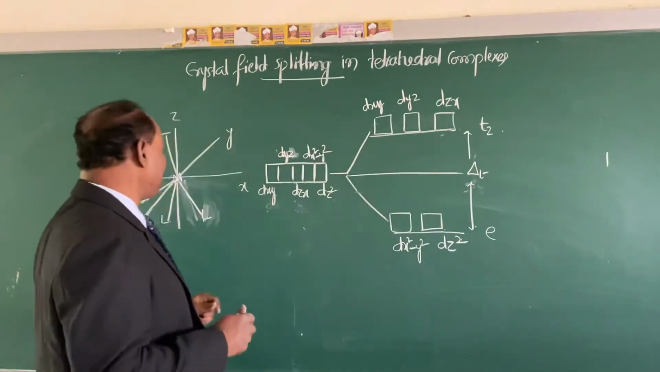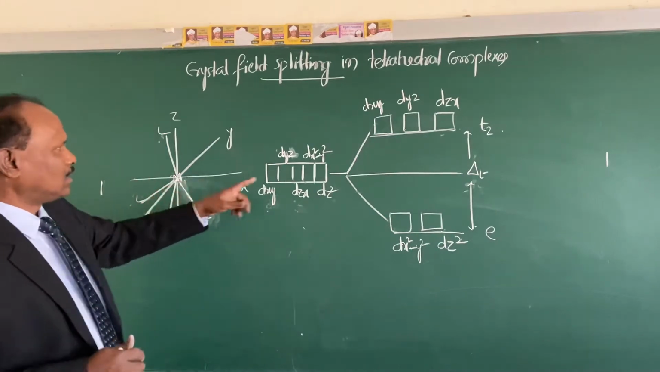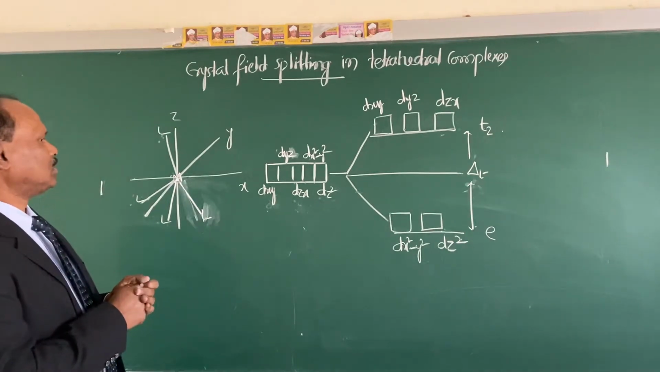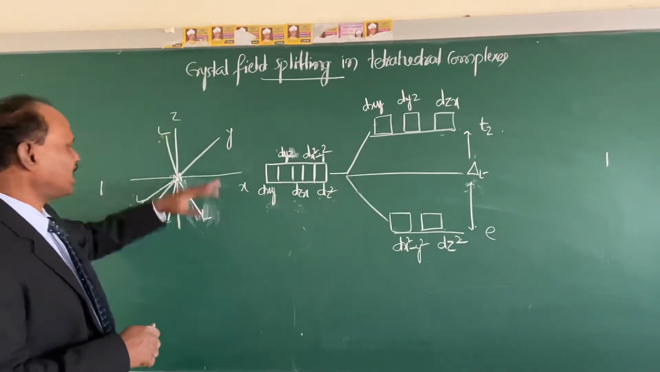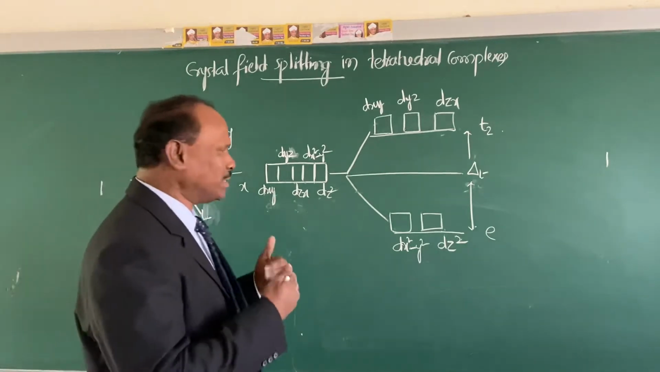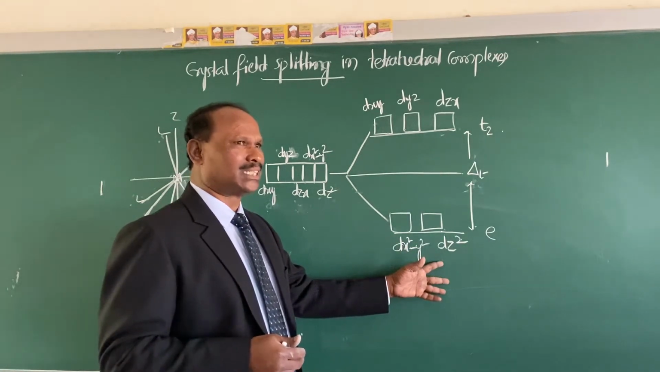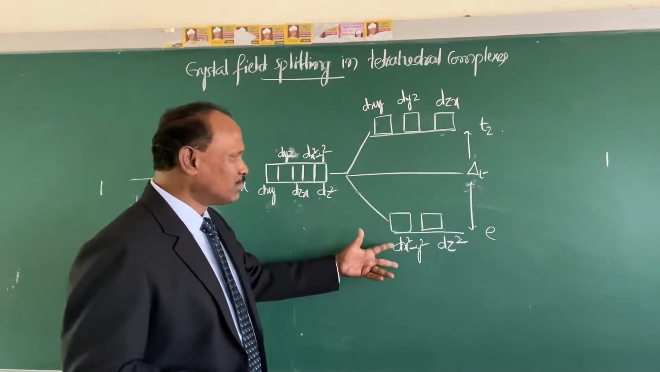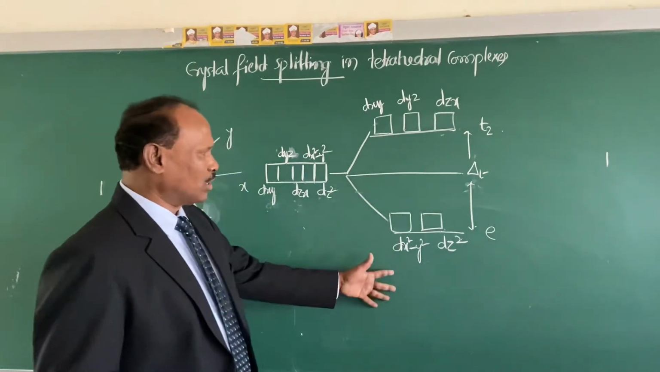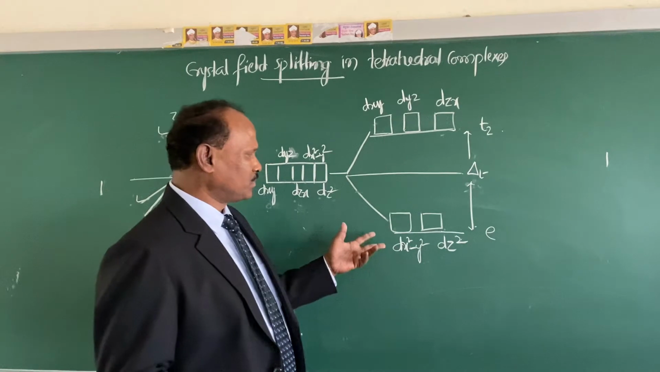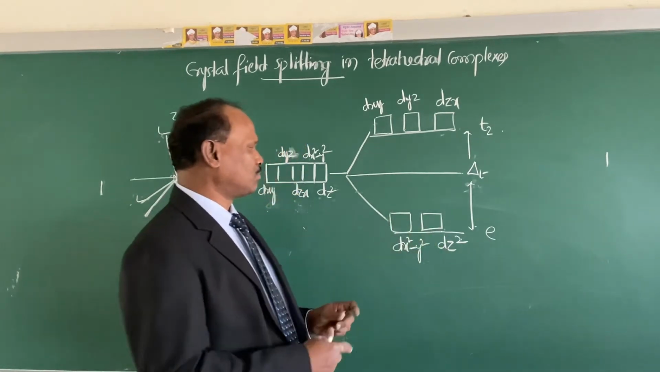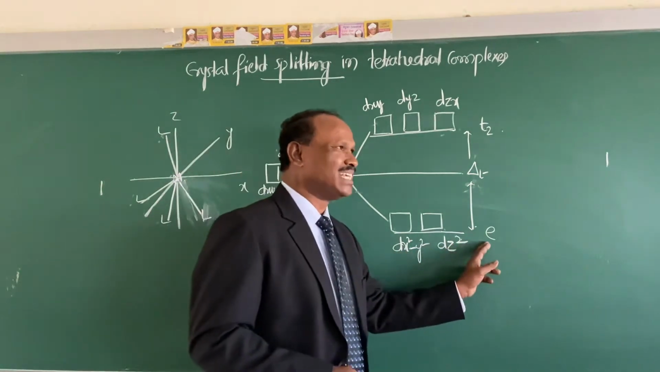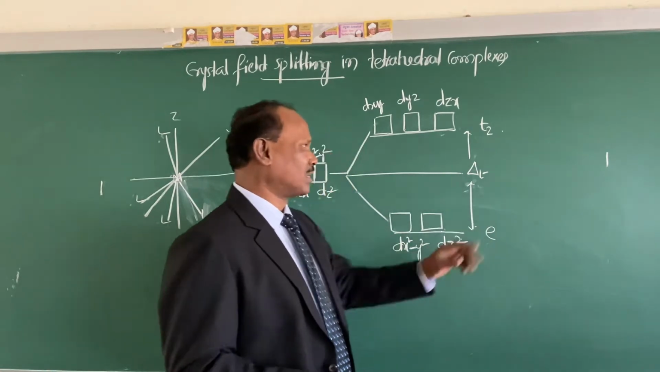Now similarly, here dx square minus y square and dz square orbitals, which are there along the axis, suffer minimum repulsion. They are not there along the direction of the incoming ligand. Therefore, they suffer minimum repulsion. Therefore, I have written them below. In other words, they are lowered in energy. And these two orbitals, dx square minus y square and dz square, are called E orbitals.